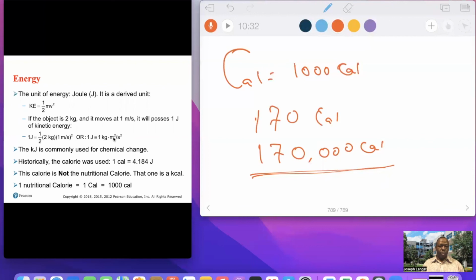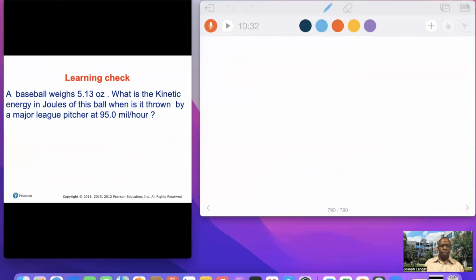That's why we have to change the velocity to meters per second. And remember, you're going to square that. And the mass has to be what? Mass has to be in kg. Mass has to be in kilogram.